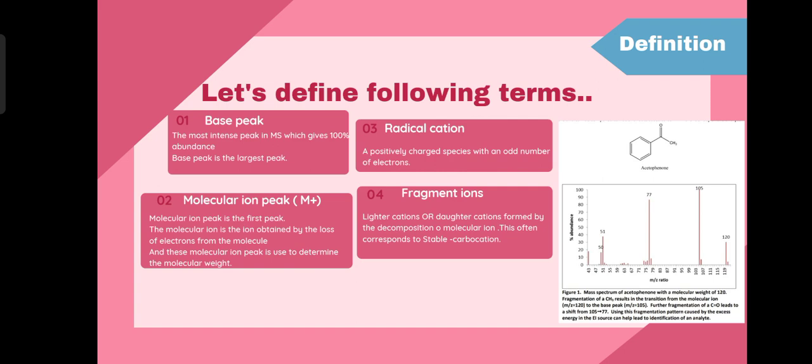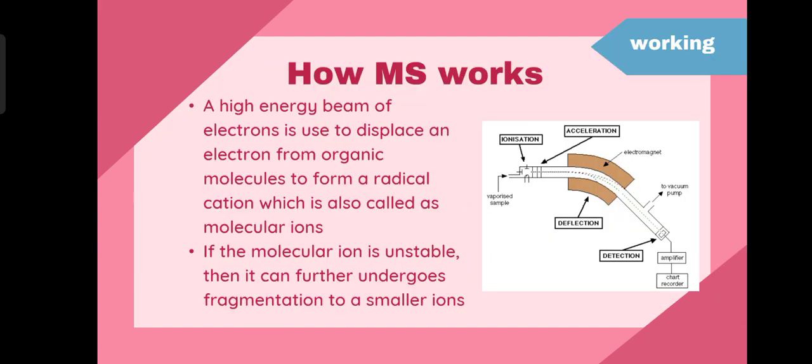It is of percent abundance versus mass to charge ratio. The graph is plotted for MS as percent abundance or intensity versus mass to charge ratio. So here the molecular ion peak is the first peak, right? And the molecular ion is obtained by the loss of electron from the molecule, and this molecular ion peak is useful for determining the molecular weight. So here I have defined what is molecular ion and how it is obtained.